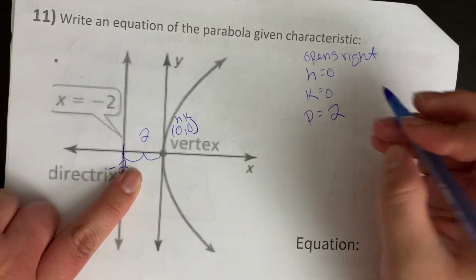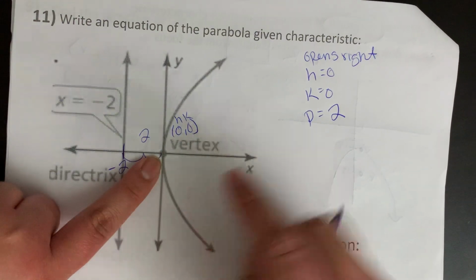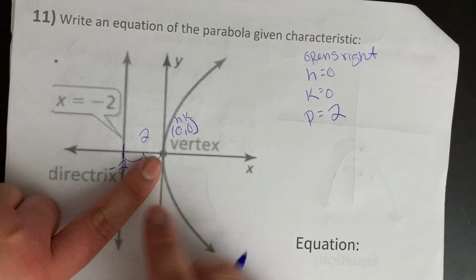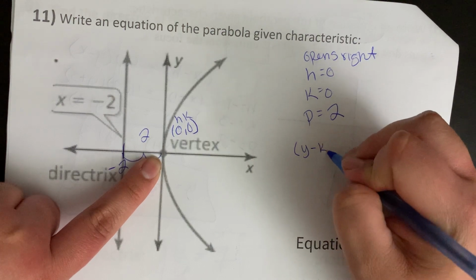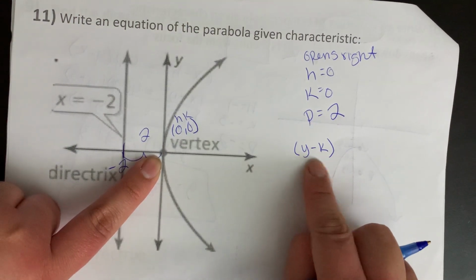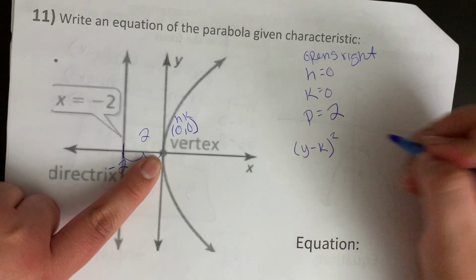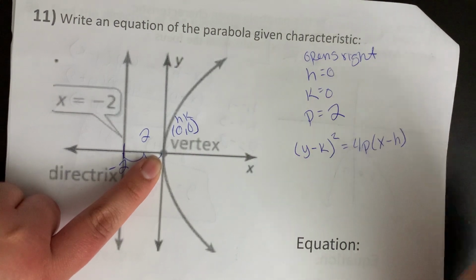So then now we can use our equation for horizontal parabolas. Because it's horizontal, it's not going to be x squared. The y is going to be squared. So we're going to have y minus k. And remember, y and k always go together, just the way x and h do. This is the one that's going to be squared. Then 4p times x minus h.